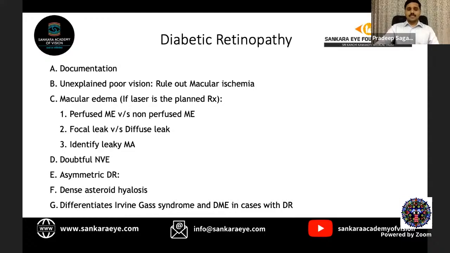In patients with asymmetric diabetic retinopathy, to understand the cause of asymmetry. And in cases with dense asteroid hyalosis, to understand the status of the diabetic retinopathy. And in post-cataract surgery macular edema, to identify whether it's primarily Irvine-Gass syndrome or worsening of DME.